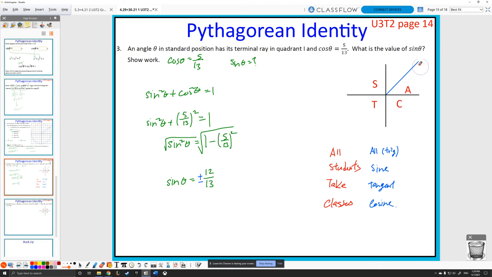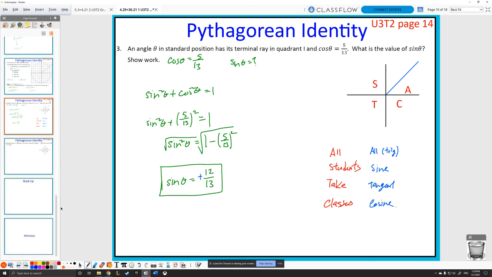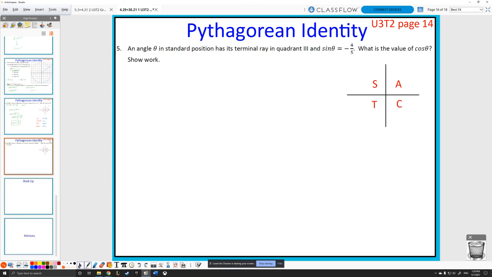Since everything is positive in the first quadrant, I'm going to erase my negative choice here. And so my answer for this problem is positive 12 over 13. If you write down plus or minus, that is wrong. Okay, that is wrong.